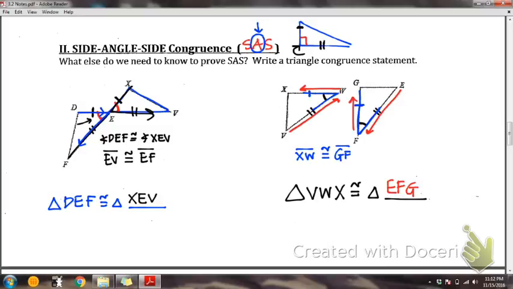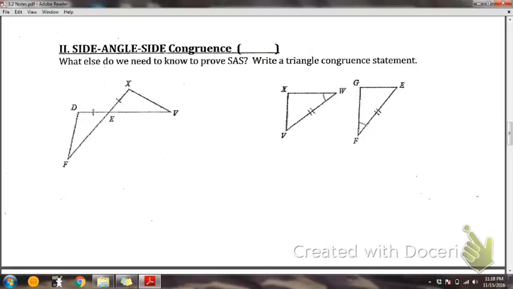Alright, let's look at our last example to prove that 2 triangles are congruent.